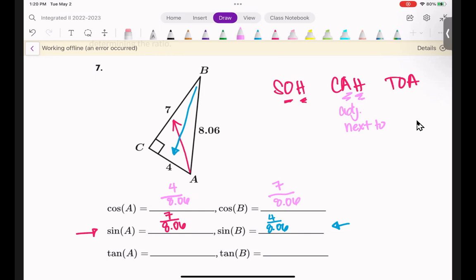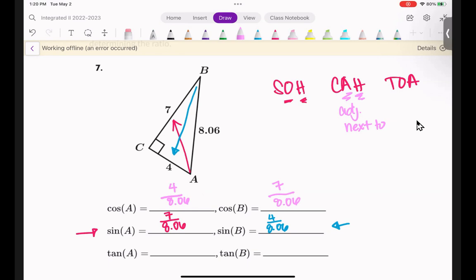Yes, someone says it's the same but switched. Very good. So that makes sense to me. Now see if this makes sense. Why does it make sense that cosine of A is equal to the sine of B? Very good. Someone said, because the opposite of one angle is the adjacent of the other angle.